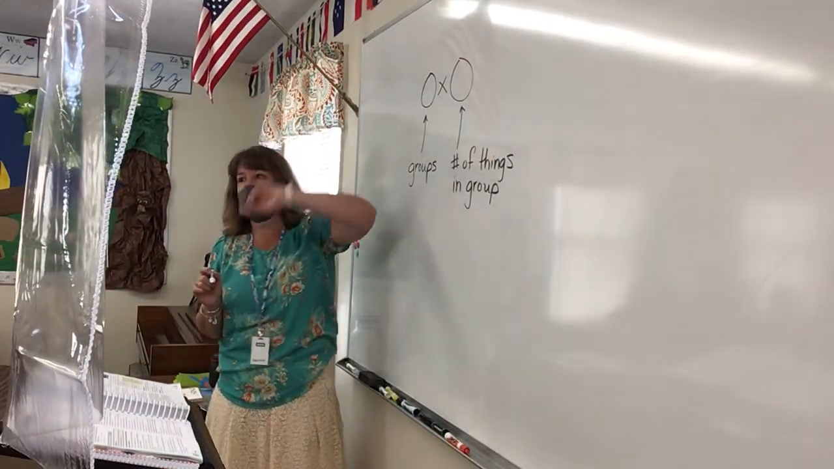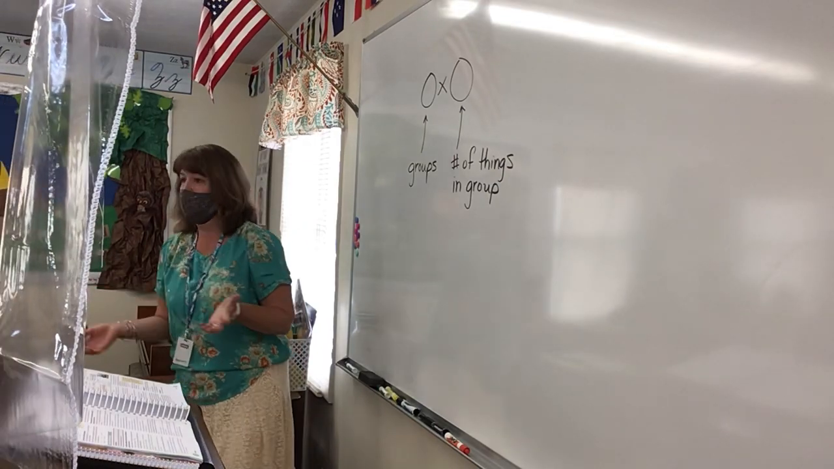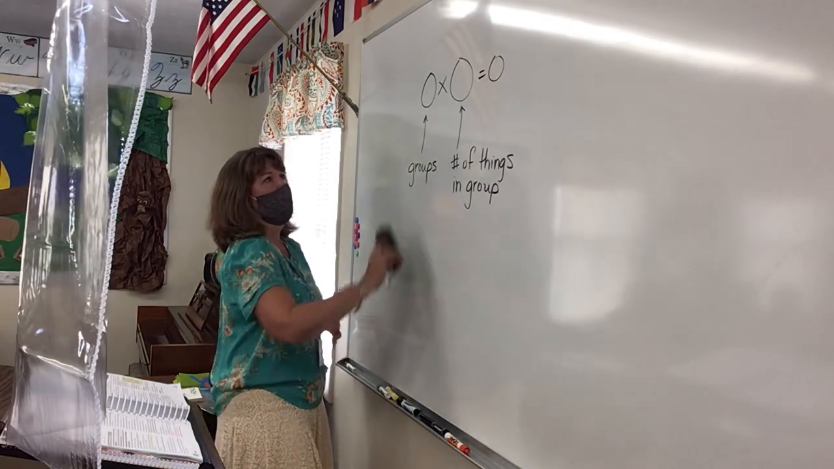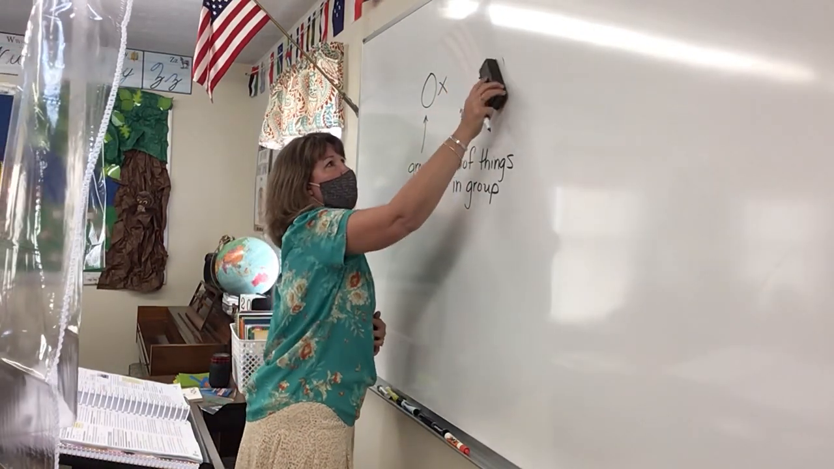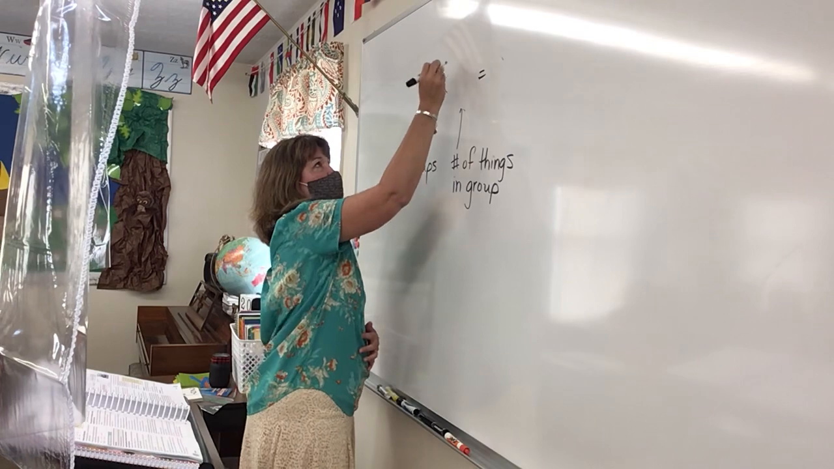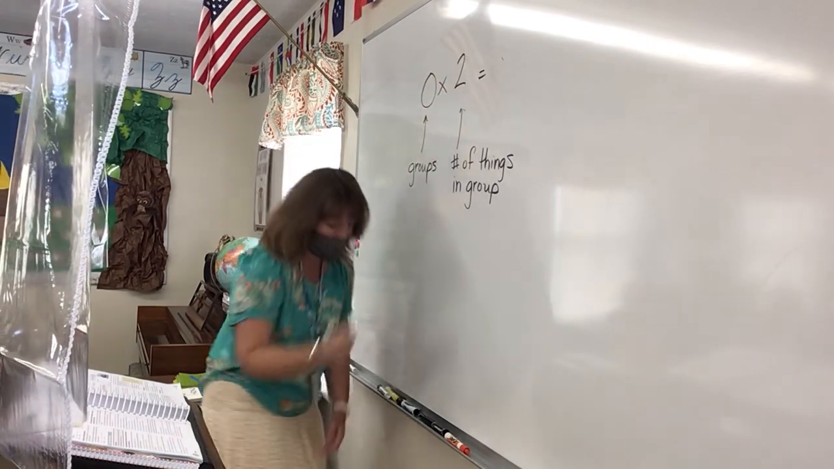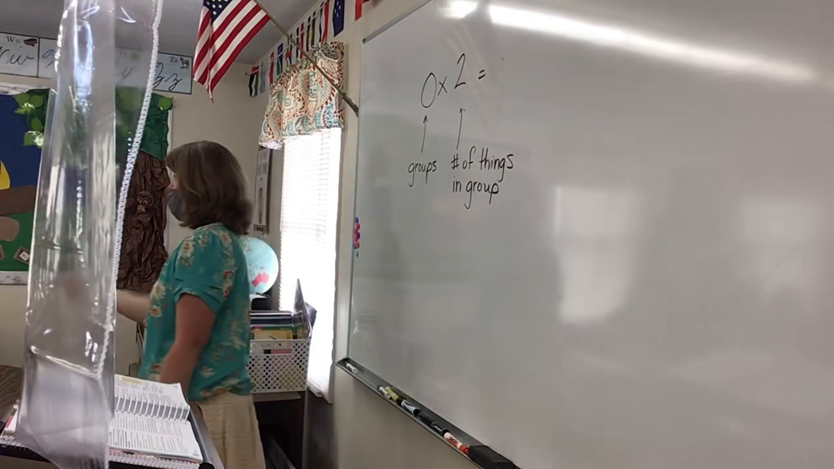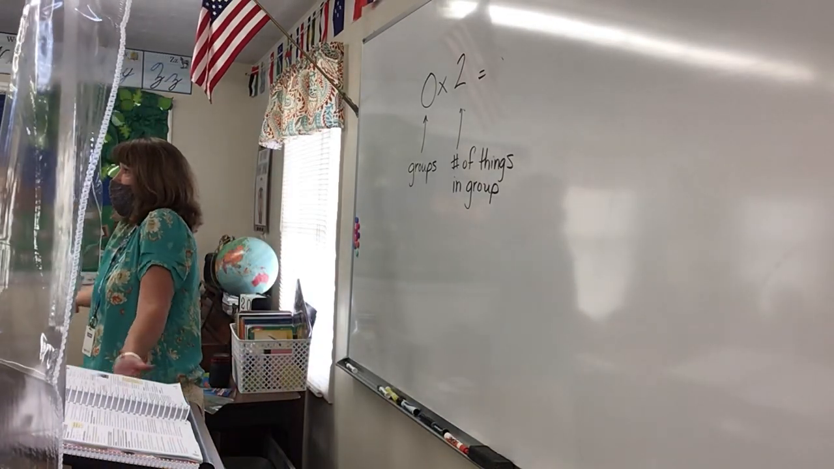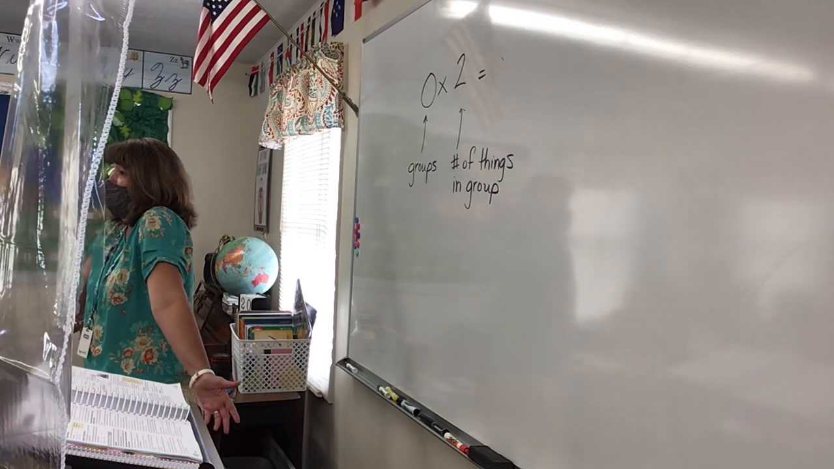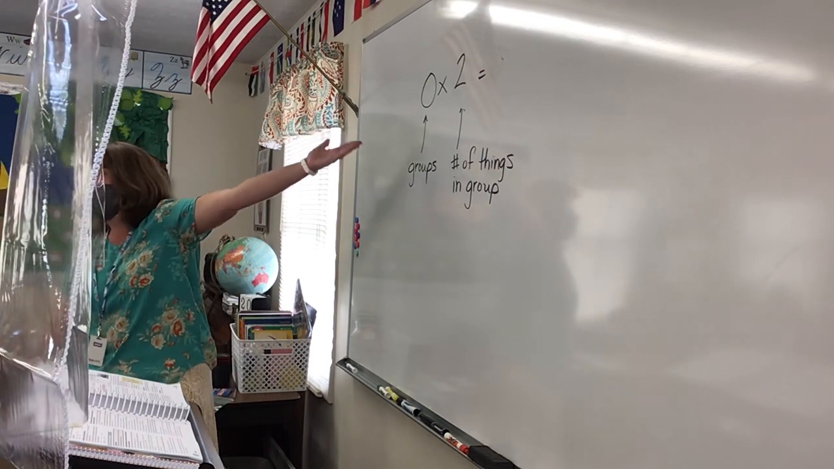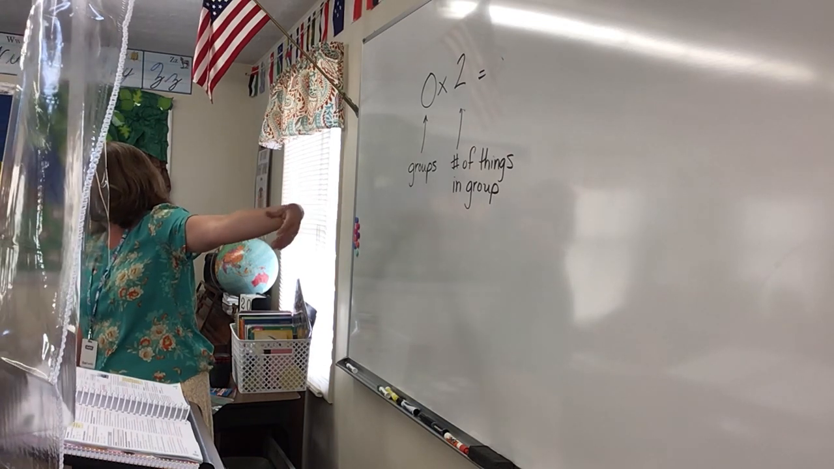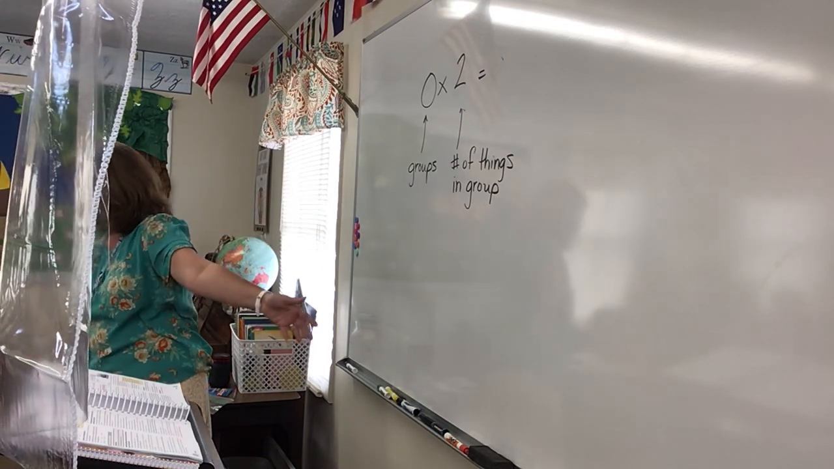and 0 things in each group, the answer is obviously 0, right? But let's say we have 0 groups and there's 2 things in each group. How many things do I have altogether? Lucy? 0, because I don't have any groups. So technically this is impossible because you can't have 0 groups with 2 things in each group unless they're invisible.